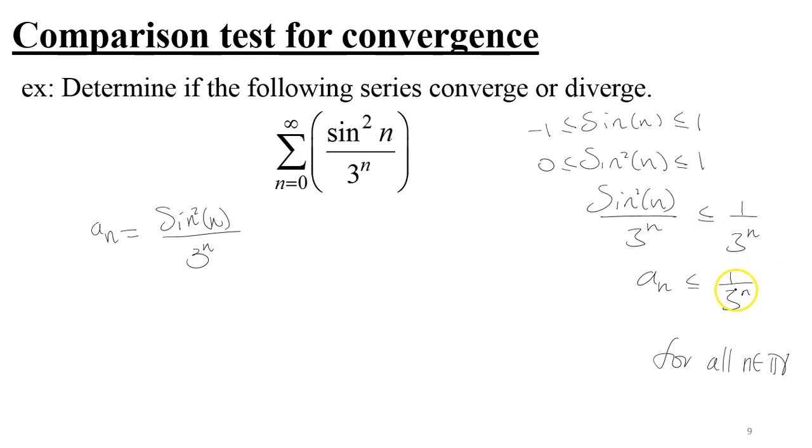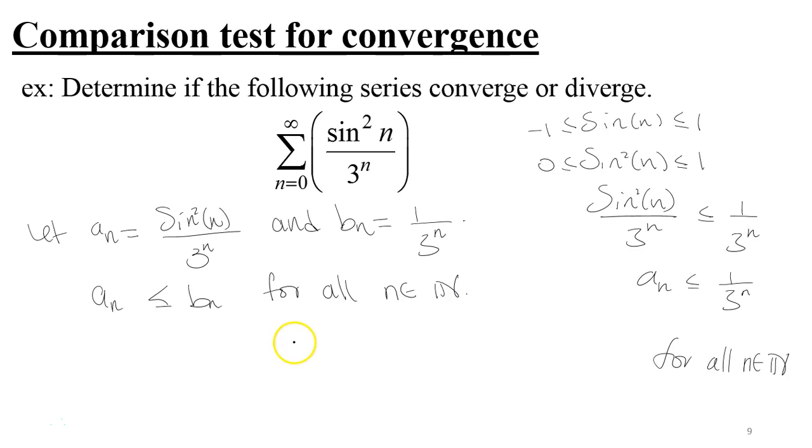So we just found our other sequence, the sequence bn. We let an be equal to this, and bn equal to 1 over 3 to the n. The reason I could work with bn as 1 over 3 to the n is because we know the convergence of the series corresponding to the sequence bn. So we have that an is smaller than bn for all natural numbers n. However, what can we say about the convergence of the series corresponding to bn? Would it be convergent or divergent, and why?